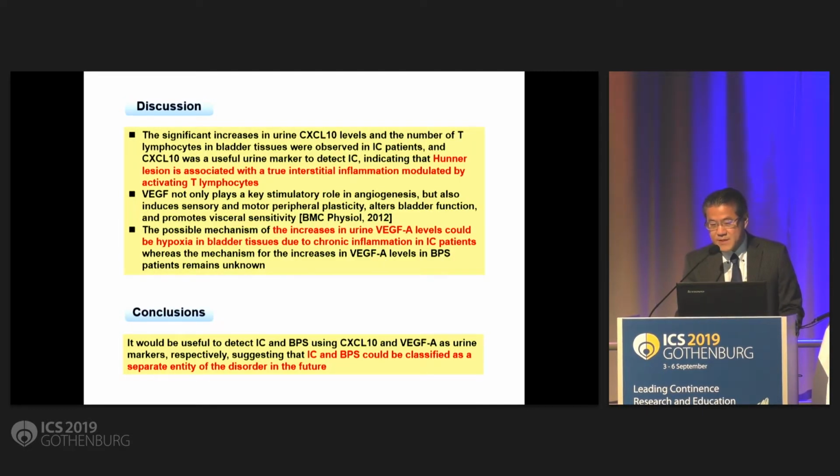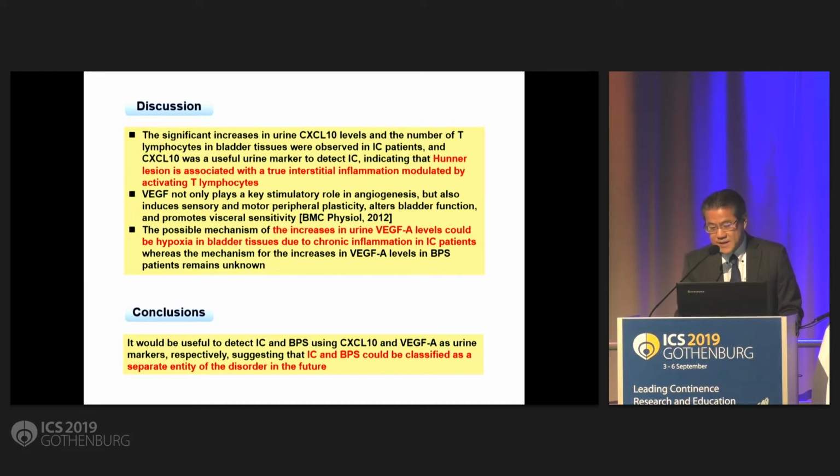The significant increases in urine CXCL10 levels and the number of T lymphocytes in bladder tissues were observed in IC patients, and CXCL10 was a useful urine marker to detect IC, indicating that Hunner lesion is associated with true interstitial inflammation modulated by activating T lymphocytes.